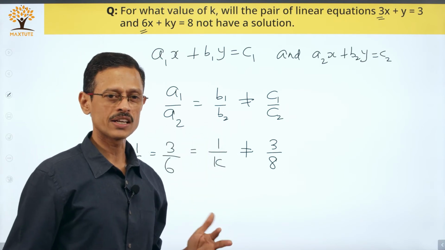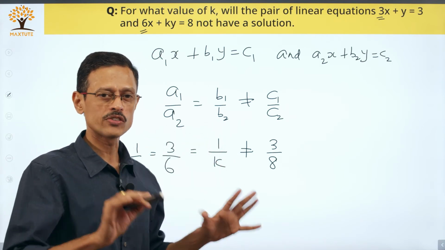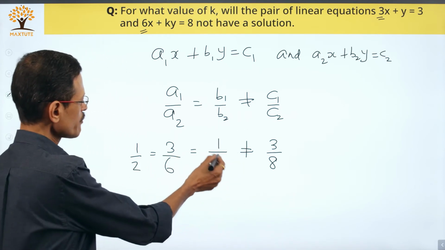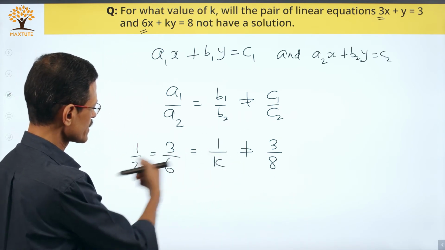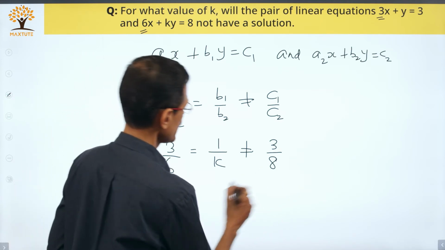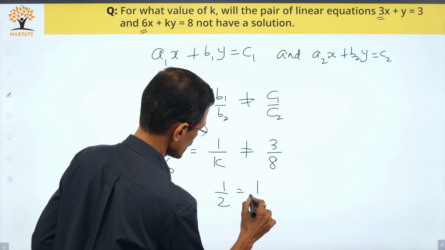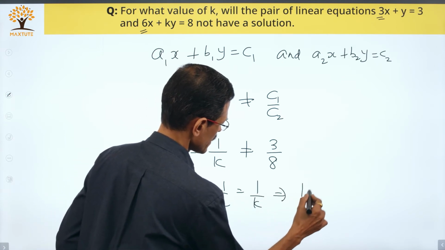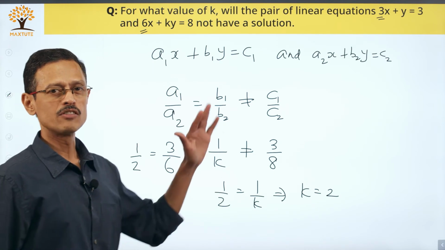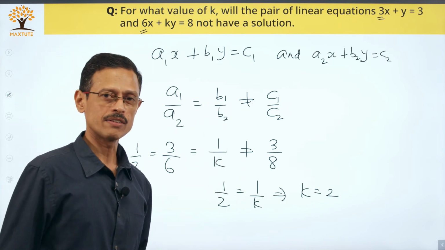We are talking about a scenario where we are not going to have any solution because a1 by a2 is not equal to c1 by c2. Now what value of k will make a1 by a2 equal to b1 by b2? 1 by 2 is equal to 1 by k. So it's quite evident that the value of k is equal to 2. When k is equal to 2, we'll have no solution to this pair of linear equations.